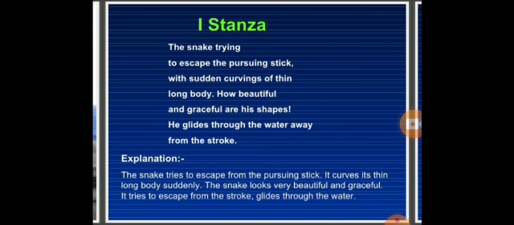Now here the snake tries to escape from the pursuing stick, meaning the person who is hitting the snake. In order to protect itself, the snake is trying to escape the hit. It curves its thin long body suddenly. The snake looks very beautiful and graceful, and it tries to escape from the stroke and glides through the water, and this makes the poet enjoy the beauty of this particular creature.